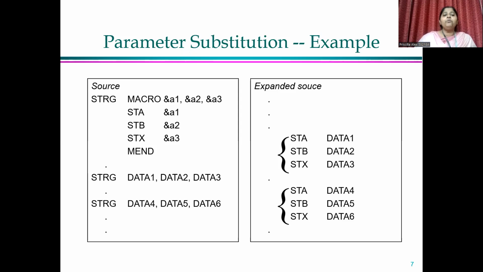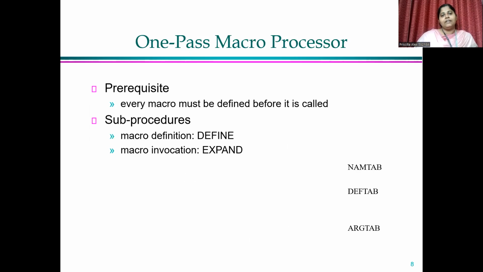And when we need to substitute the parameters, as I told, we'll be using the ampersand symbol. As we have seen in the previous example, we substituted parameters like &A1, &A2 as well as &A3. Each and every parameter will be substituted with the help of the ampersand symbol here.